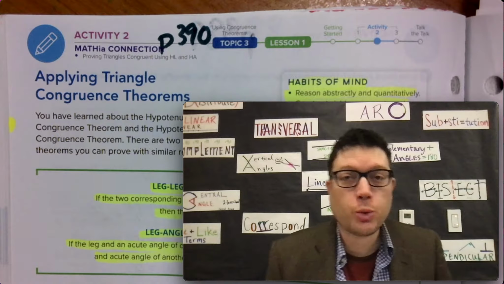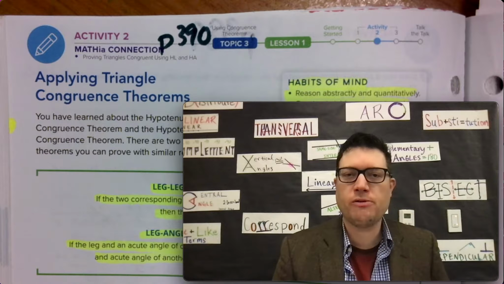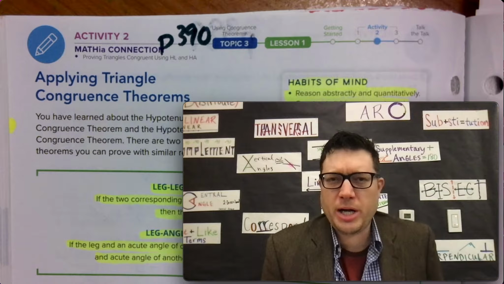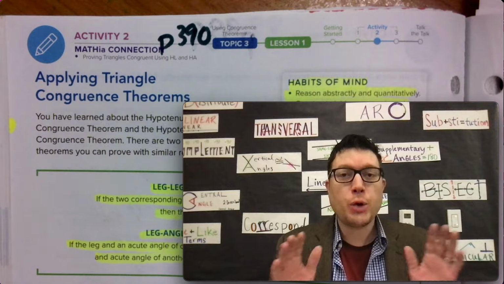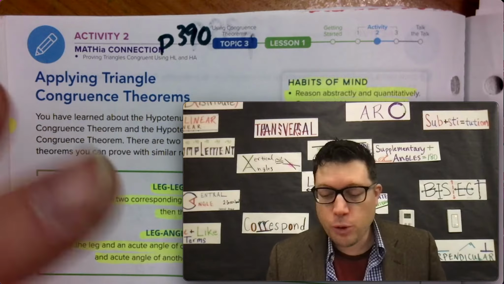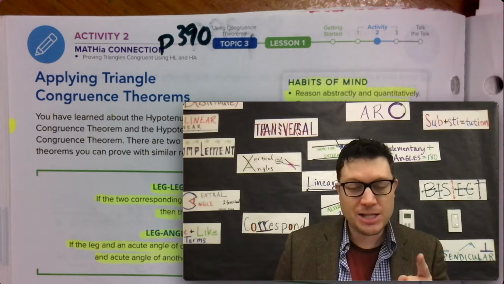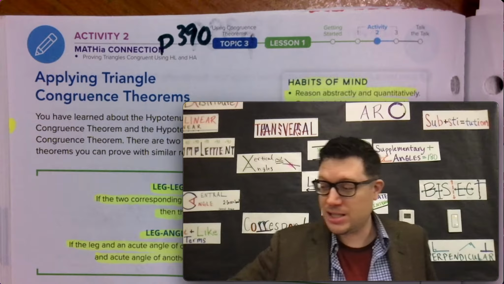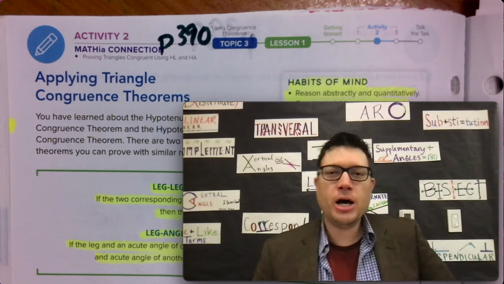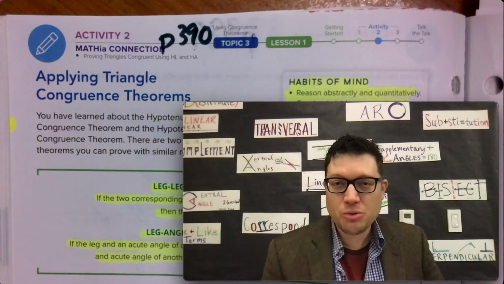This is page 390, and we are continuing the conversation on what sort of shortcuts we get to use to prove that triangles are congruent. And we're specifically focused on right triangles. Major foreshadowing, if you're paying attention in English class, you know that something huge is coming, and this is the portents of that story. We're going to talk about right triangles for the rest of the year.